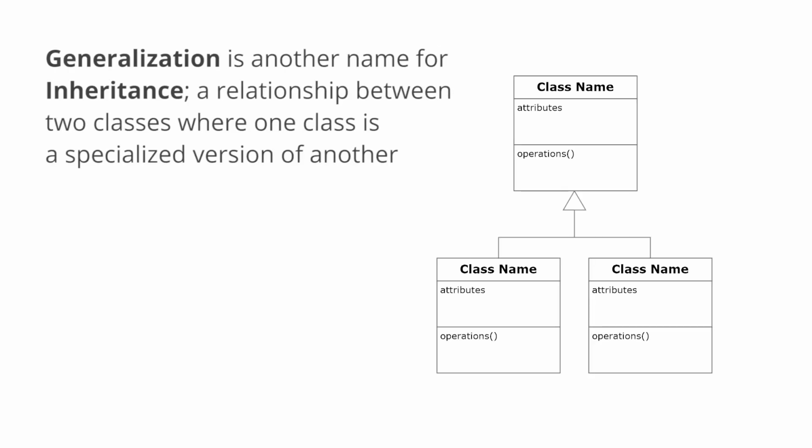Generalization is another name for inheritance or an is-a relationship. It refers to a relationship between two classes where one class is a specialized version of another. For example, Honda is a type of car, so the class Honda would have a generalization relationship with the class car.